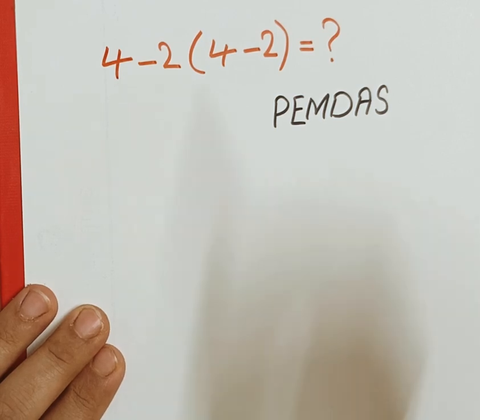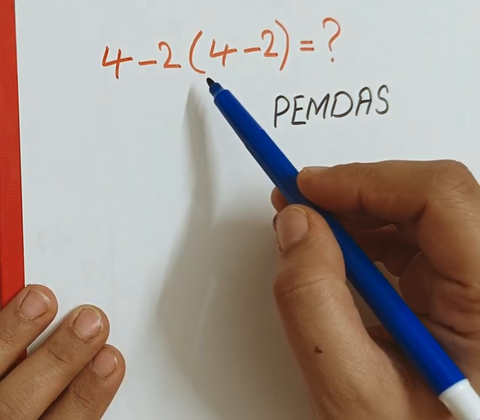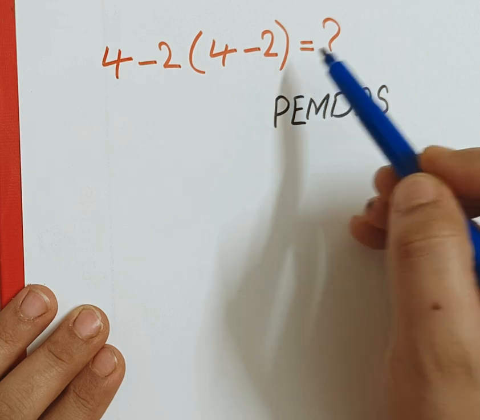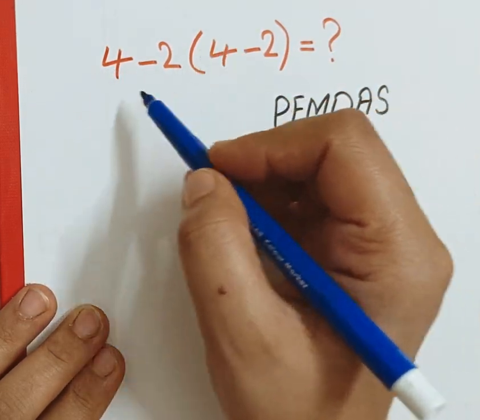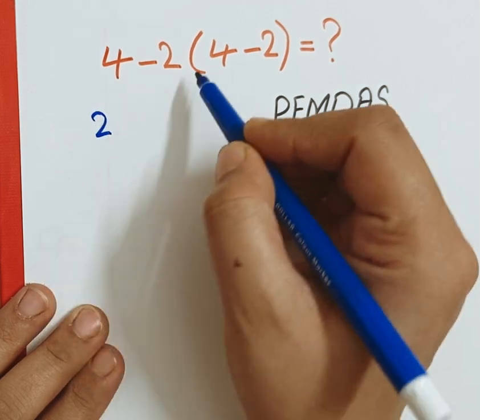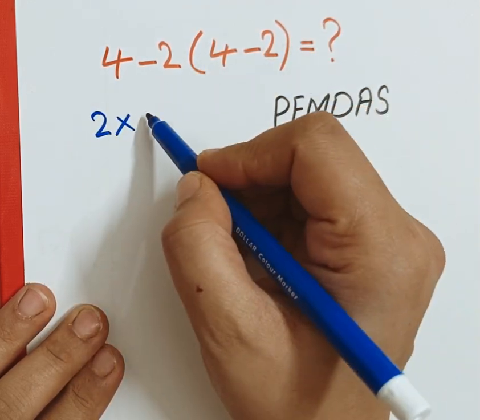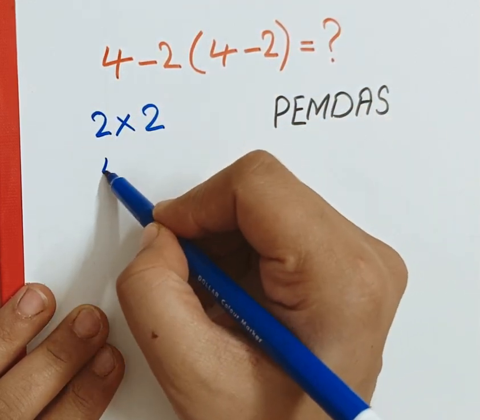Hello everyone. So today's question is 4 minus 2(4 minus 2). What will be the answer? Let's solve this in a way that 4 minus 2 is 2, and then multiply by 4 minus 2, which is 2. That is, 2 twos are 4.